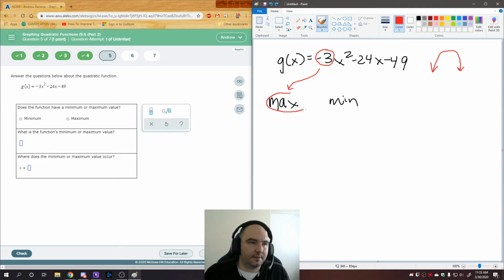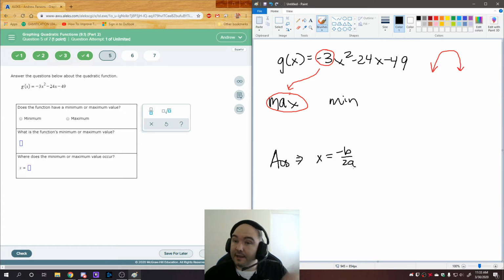So simple as that. Okay, the next step is I'm going to skip to part 3. Where does the maximum or minimum value occur? See how it says x equals? Isn't that kind of like the axis of symmetry, right? Axis of symmetry is when x equals some stuff.